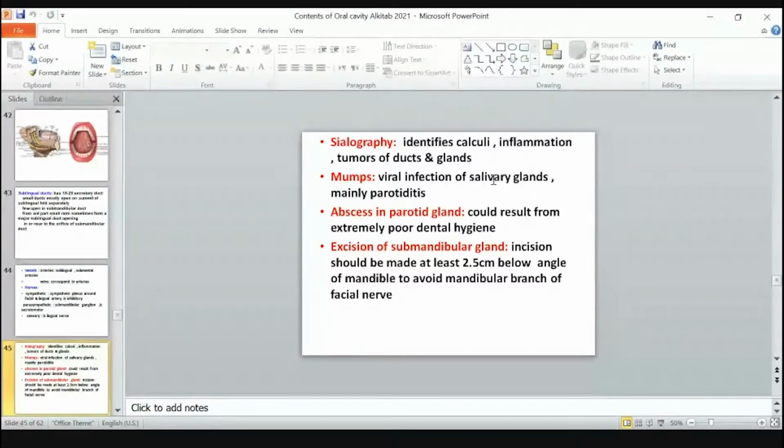Sometimes when there is complete obstruction of the duct of the submandibular gland due to tumor, you cannot remove it alone, you should remove with it the submandibular gland in cases where there is cancer. And excision of the submandibular gland is an easy process. The incision should be made at least 2.5 centimeters below the angle of the mandible to avoid the mandibular branch of the facial nerve, because it passes superficial to it.